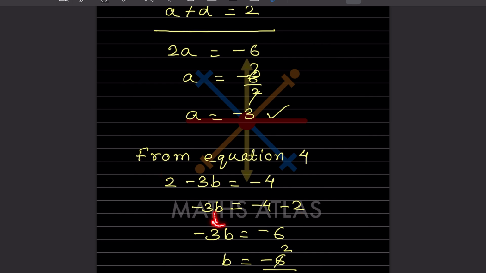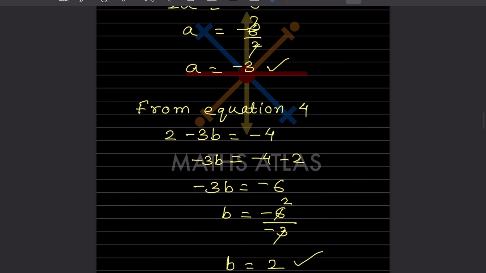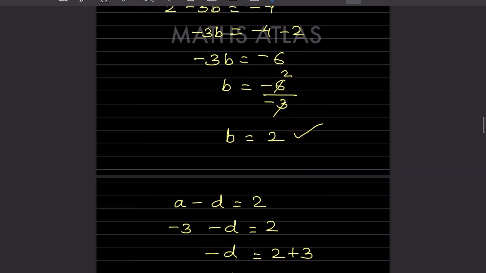So minus 3B is equal to minus 4 minus 2. Whenever you have both signs minus, you are going to add this one. This will be 6 and you put the sign minus. So minus 3B is minus 6. This is multiplication, so this goes in the denominator. Whenever you have minus divided by minus, it is going to be plus. So you get the value of B as 2.